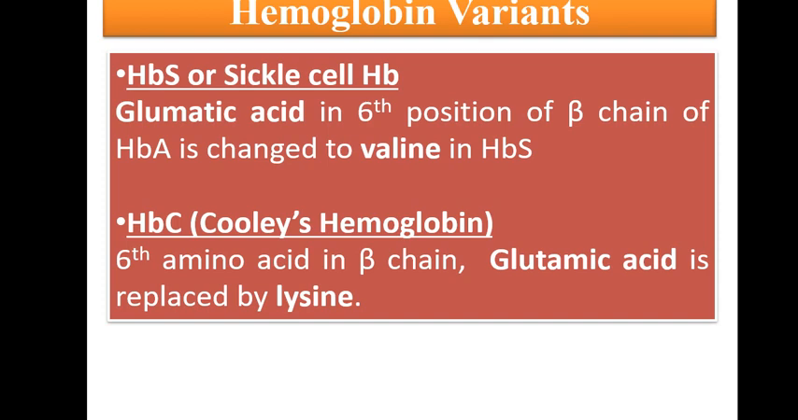As a result, what happens? HbA is changed to HbS. So this is called sickle cell hemoglobin. Then HbC is another variant of hemoglobin, called Cooley's hemoglobin. In the HbC variety, what happens? The 6th amino acid in the beta chain is glutamic acid. This glutamic acid is replaced by lysine in the 6th position of the beta chain, which results in the development of HbC, called Cooley's hemoglobin.